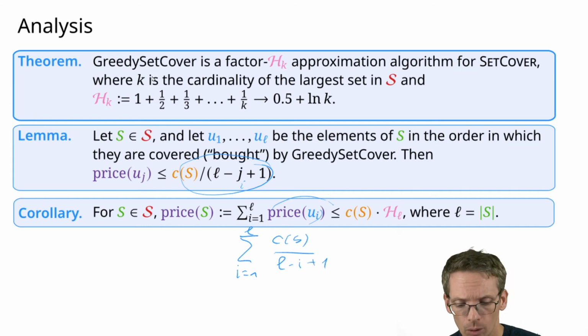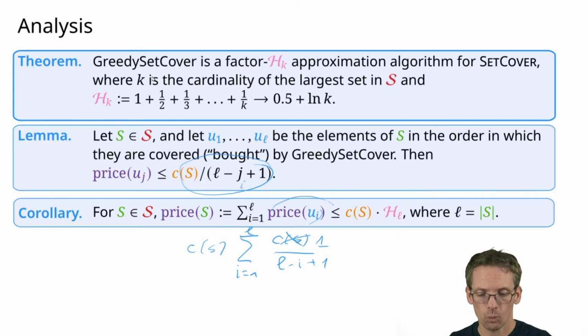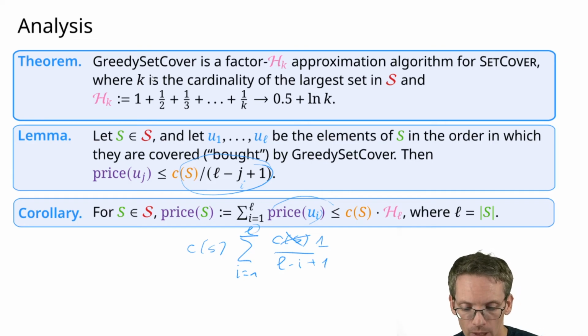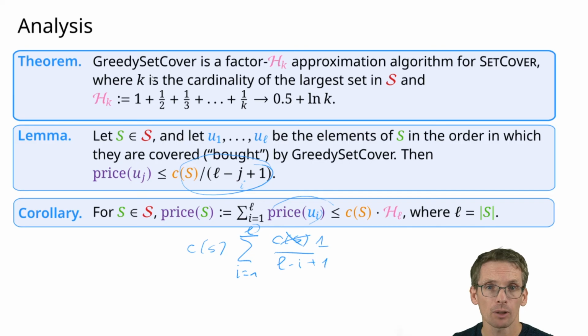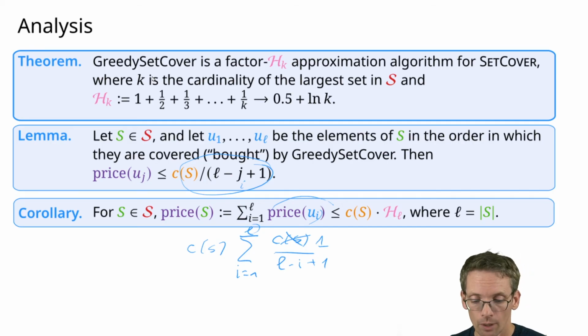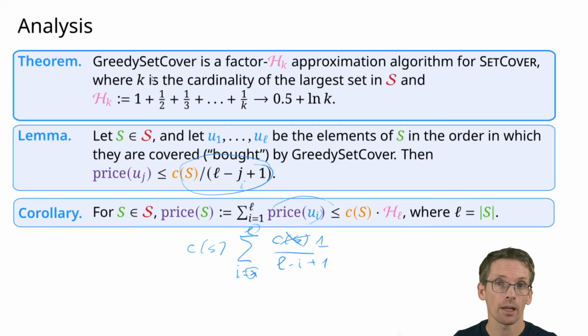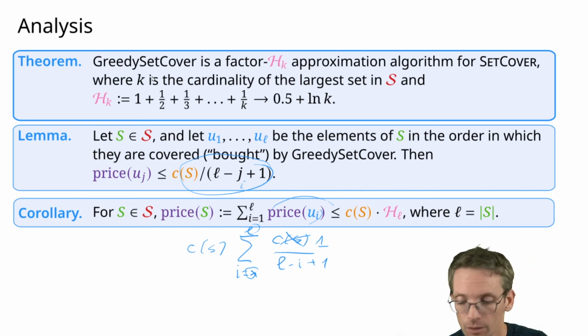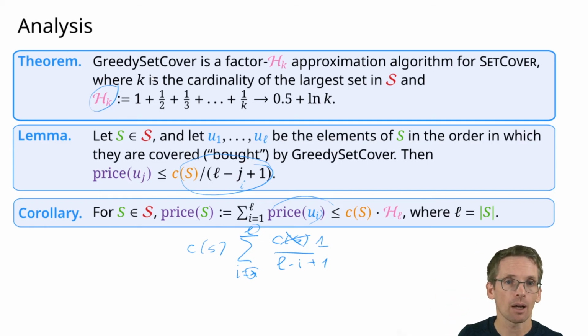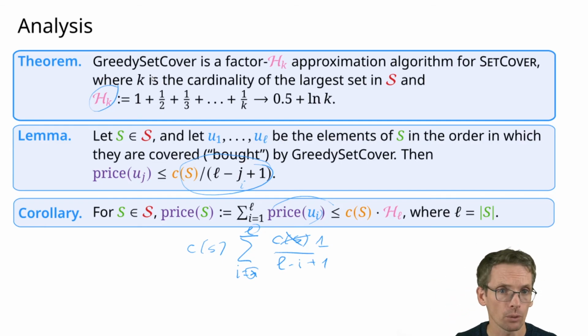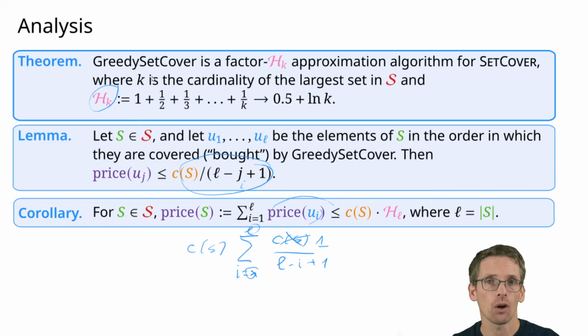So let's take the cost out of the sum. And then I have the sum of 1 divided by, and let's just think about if you plug in i equals 1, you get L minus 1 plus 1, so simply L. If i is L, you get L minus L plus 1, so 1 divided by 1. If I do L minus 1, then it's L minus (L minus 1) plus 1, that's 1 divided by 2. So I have 1 divided by 1, 1 divided by 2, up to 1 divided by L. This is exactly the definition of the Lth harmonic number. So this corollary follows.